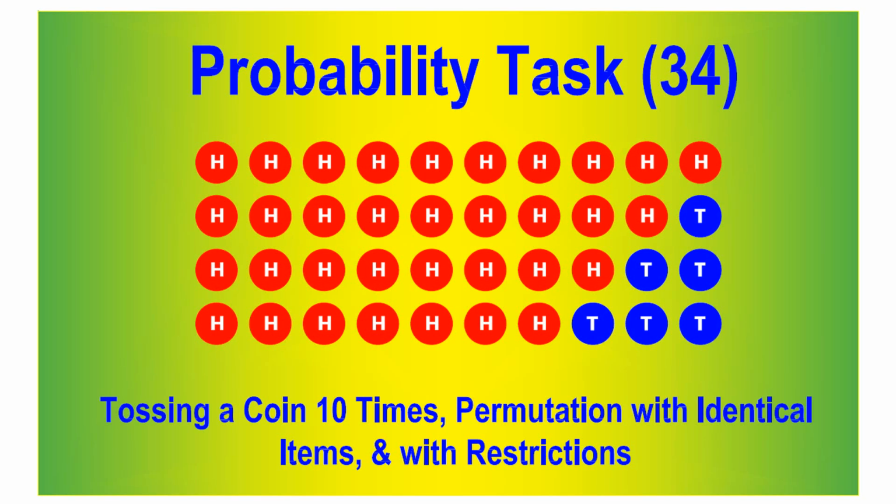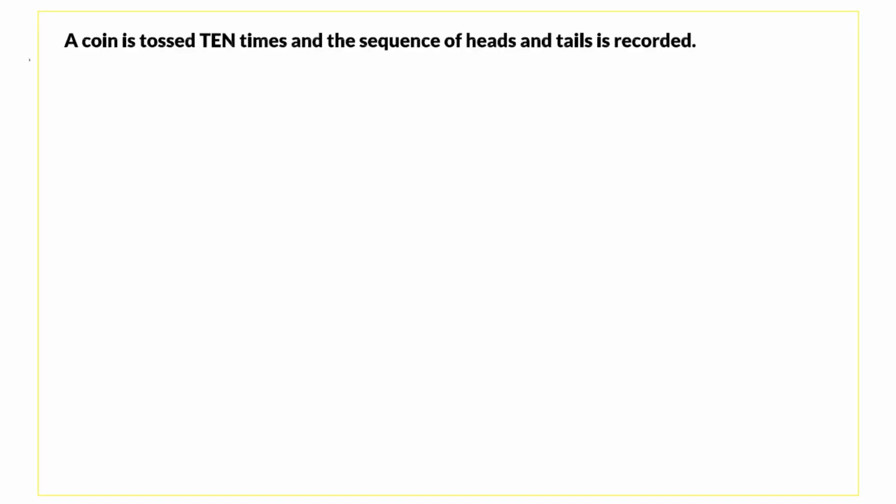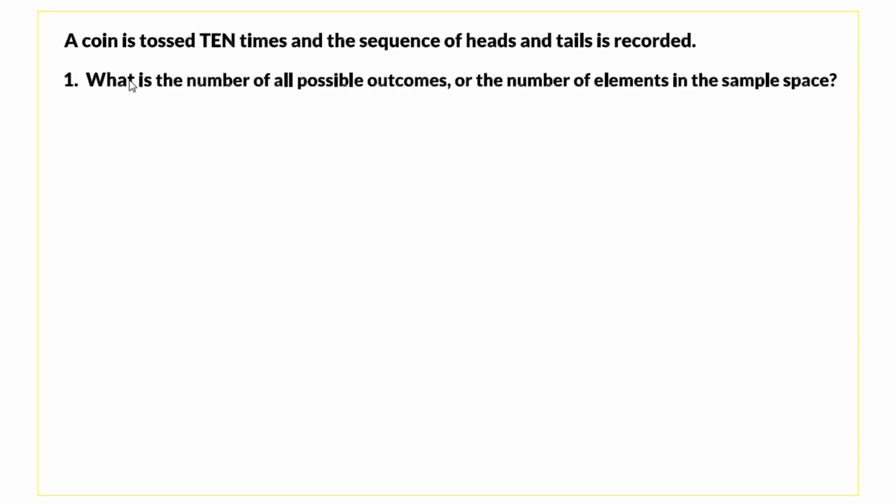In this video, we will study tossing a coin 10 times using permutation with identical items and with restrictions. A coin is tossed 10 times and the sequence of heads and tails is recorded. First question, what is the number of all possible outcomes, or the number of elements in the sample space?